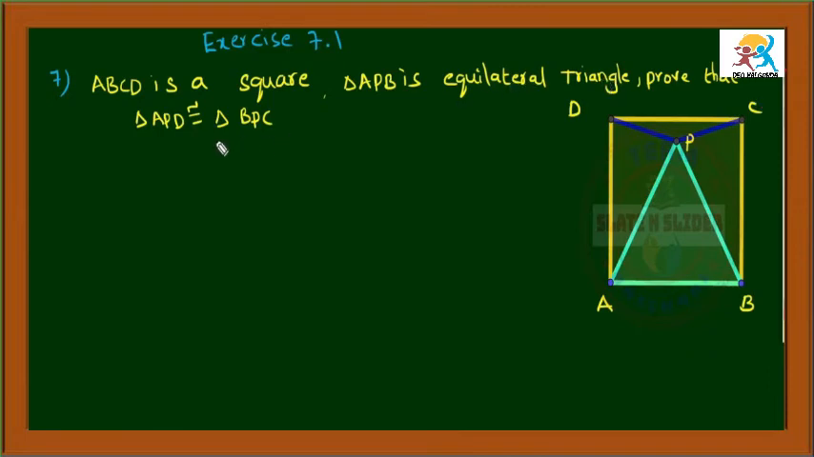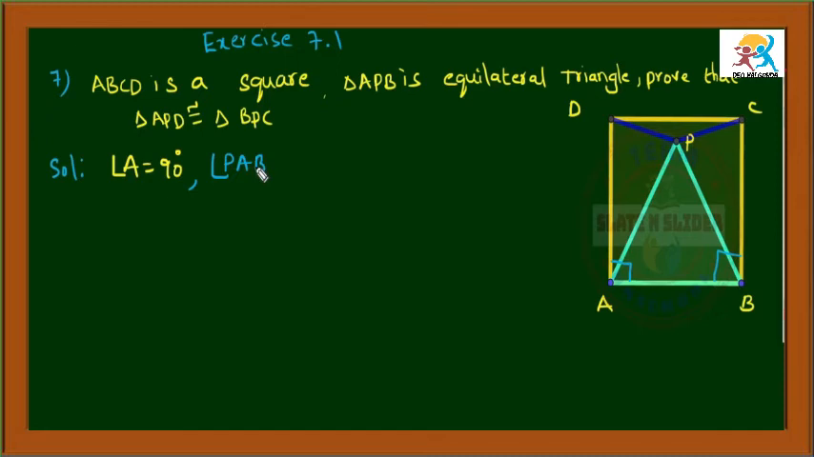We have known that angle A is equal to 90 degrees. How am I writing that? Think over it. ABCD is a square. In the square, each angle is 90 degrees. That's why angle A is equal to 90, and as well as angle B is also 90, angle C is also 90, angle D is also 90 degrees. If angle A is 90 degrees, then I am writing angle PAB is equal to 60 degrees.